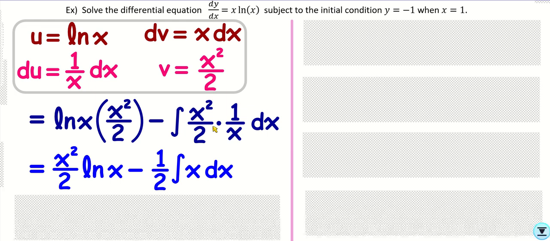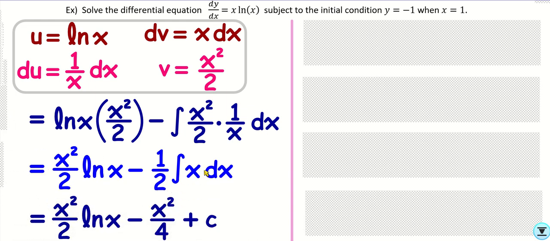So just rewriting it, simplifying over here, what we end up with is actually an integral that's very, very doable, even though we kind of broke our rule of thumb and ended up with something greater in power. It all worked out great because of just the way natural log is with its derivative. So what's the integral of x? x squared over 2, which means we end up with x squared over 4, and then the plus c.